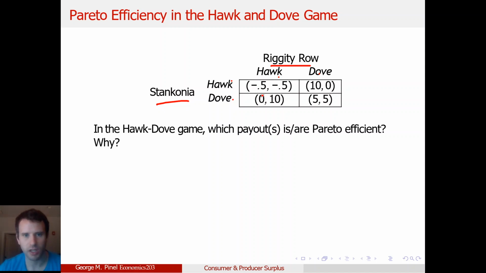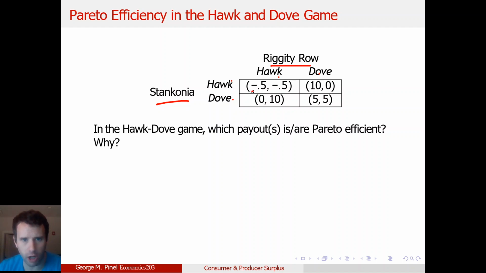Okay. So if I want to say definitively that something is Pareto efficient, like if I wanted to say that this point, Hawk Hawk, is Pareto efficient, what I would need to say is that if I go to Hawk Dove, or I go to Dove Hawk, or I go to Dove Dove, I cannot make Stankonia better off unless I take from Riggedy Row, or I cannot make Riggedy Row better off unless I take from Stankonia. So I need to eliminate all the cases in order to say definitively that Hawk Hawk is Pareto efficient. Okay, so let me show you exactly what I'm talking about. We'll do 2 examples now.